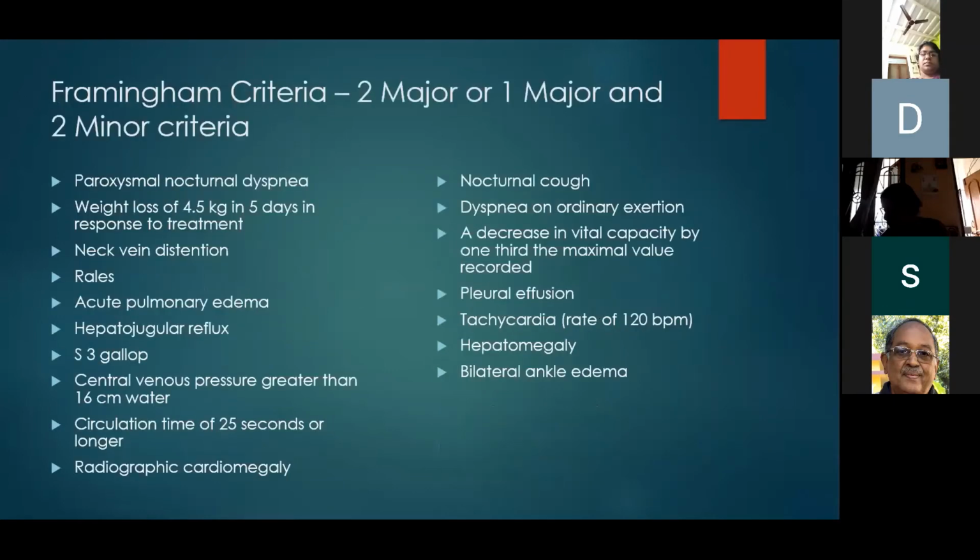Now, we need to know about the Framingham criteria. The fact that there are 2 major or 1 major and 2 minor criteria is the diagnostic indicator for heart failure. Paroxysmal nocturnal dyspnea and radiographic cardiomegaly are major criteria, and nocturnal cough and bilateral ankle edema are minor criteria. So if you have 2 major or 1 major and 2 minor criteria, this points to heart failure. Again, I'm not going to read the list, which is all self-explanatory.